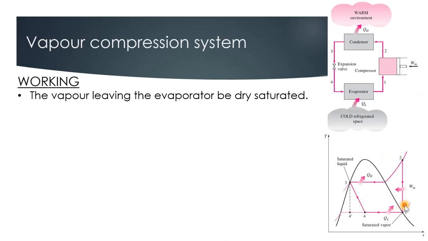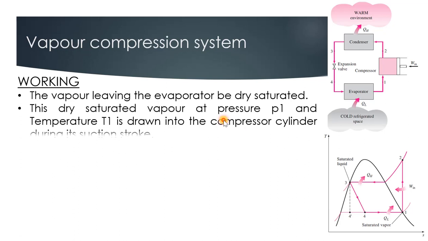Okay, and this dry saturated vapor at pressure P1 and temperature T1 is drawn into the compressor cylinder. Okay, and during this suction stroke ഇത് ഇതിനകത്തേക്ക് വലിച്ചെടുക്കുന്നു, ഈ കംപ്രഷൻ സിലിണ്ടറിലേക്ക് കയറി പോകുന്നു. അതായത് ഡ്രൈ സാച്ചുറേറ്റ് ആയിട്ടുള്ള വേപ്പർ എന്ന് പറയുന്നത് ഈ കംപ്രസറിനകത്തേക്ക് കയറി പോകുന്നു.